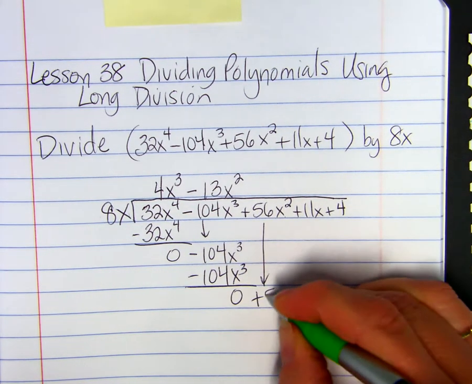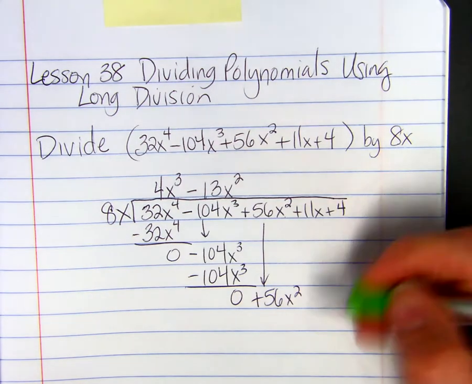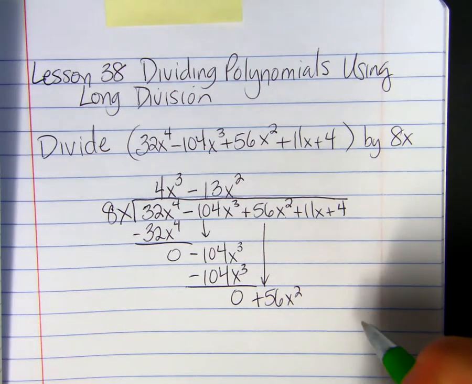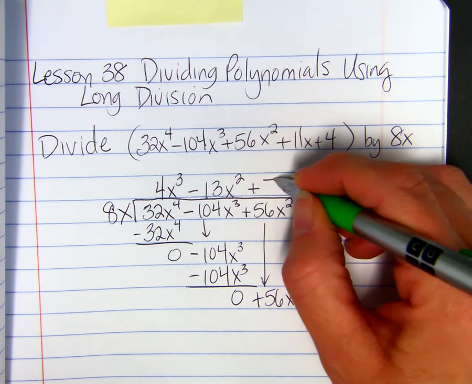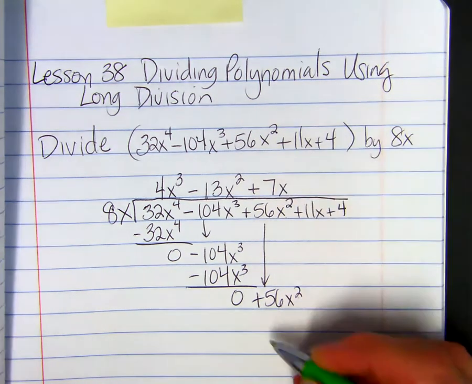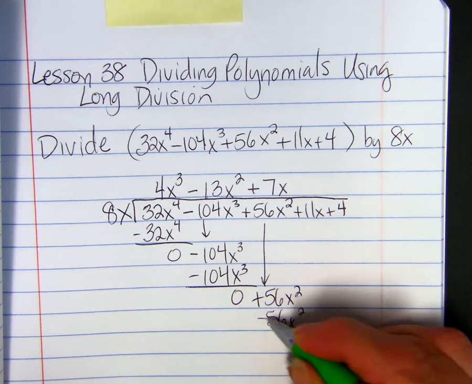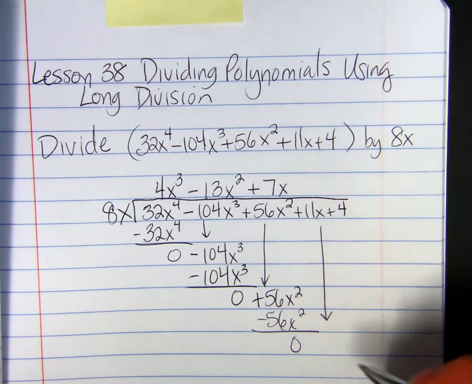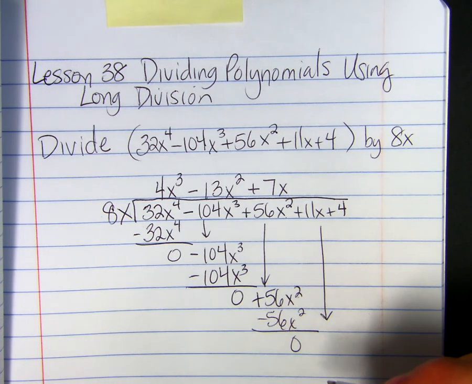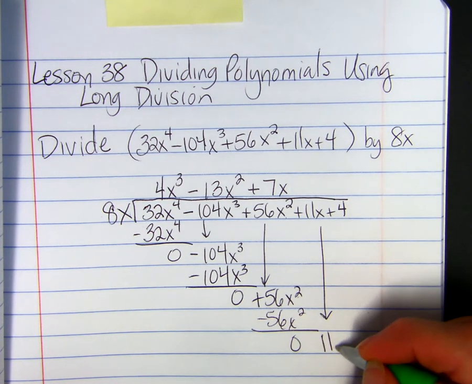Bring down, divide. 8 times 7 is 56. And then that's an x squared. So I have to do plus 7x, which is 56x squared. Subtract 0. Bring down. And we have 11x.